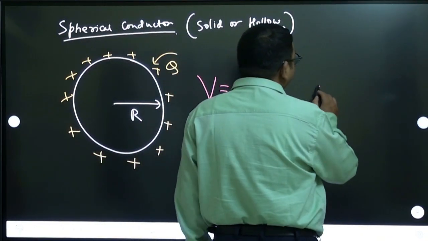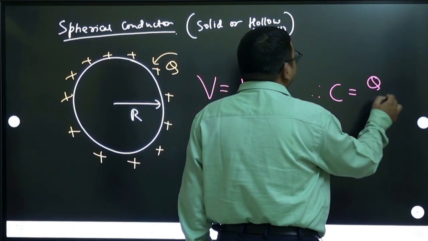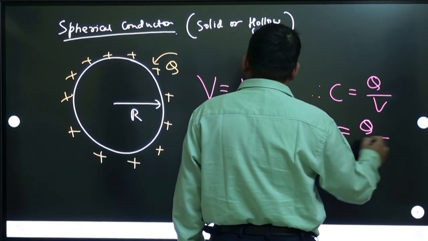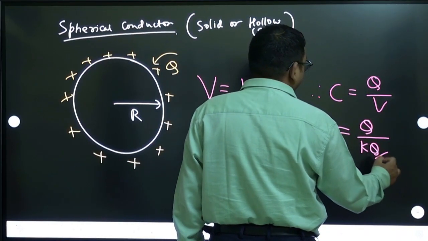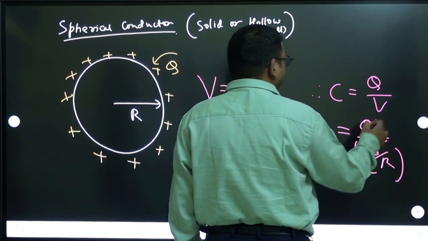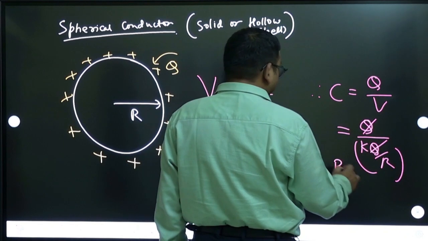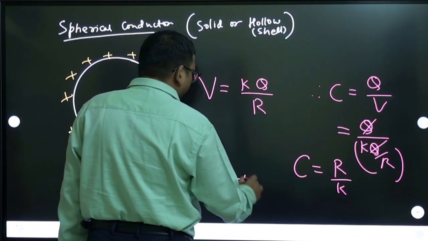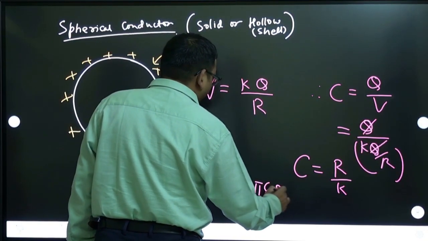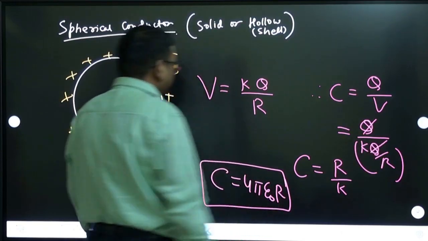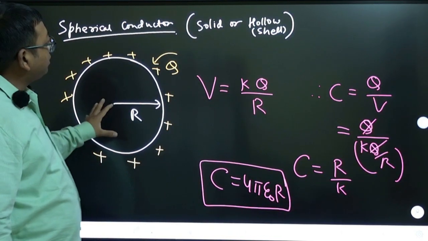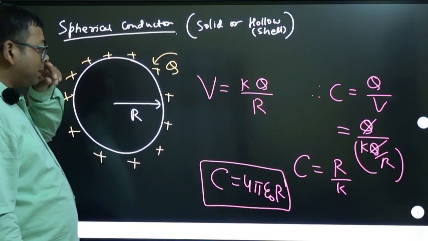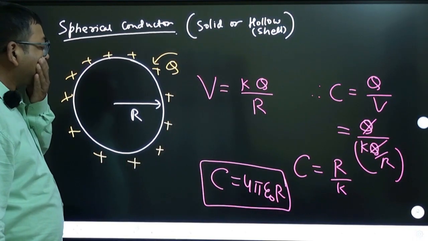So what is capacitance then? Capacitance is the ratio of charge by voltage. So do that. Voltage we know already, so substitute voltage. This is KQ by R, right? So Q and Q will get cancelled. So capacitance will come as R by K. K is 1 by 4 pi epsilon naught, so it will become 4 pi epsilon naught R. This is the capacitance of a single spherical conductor. Sphere can be solid or hollow, it doesn't matter.